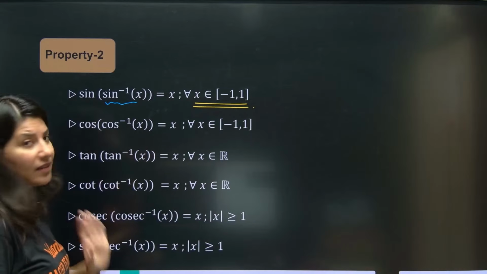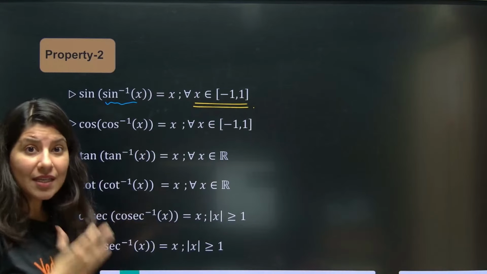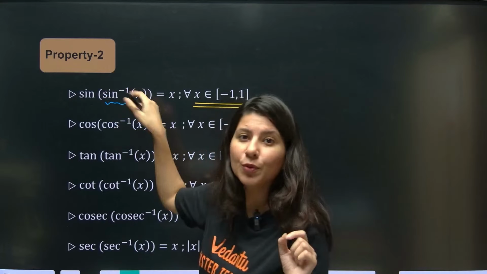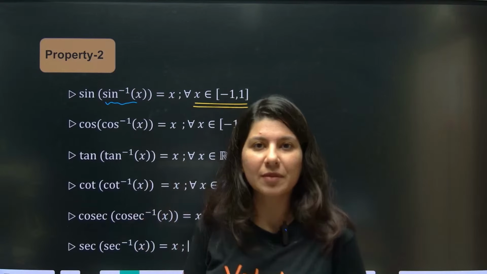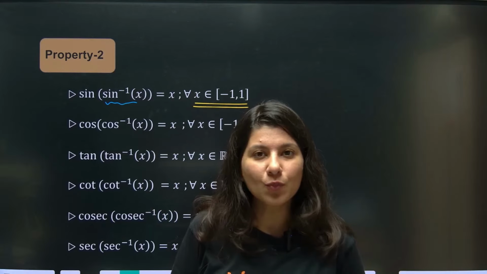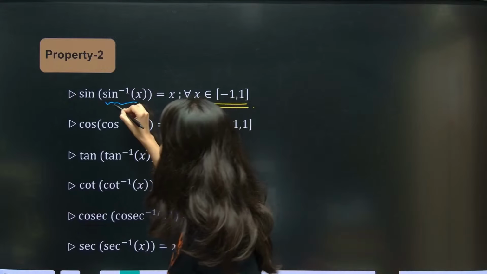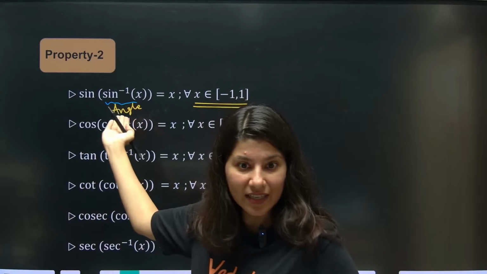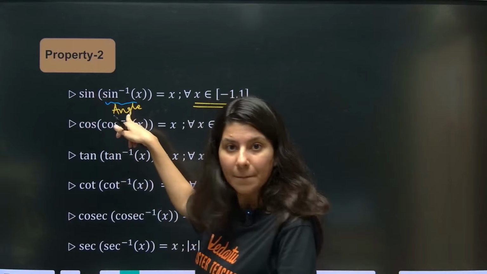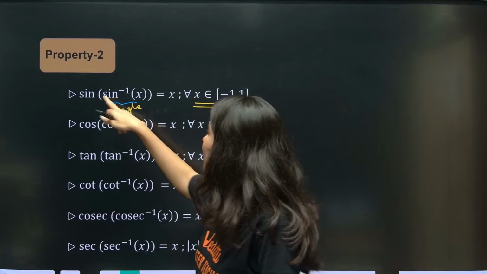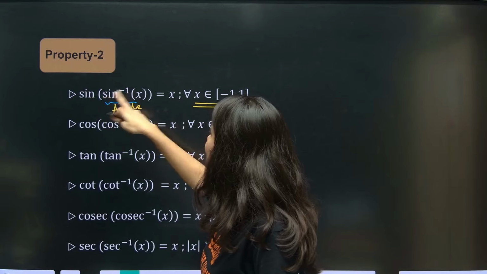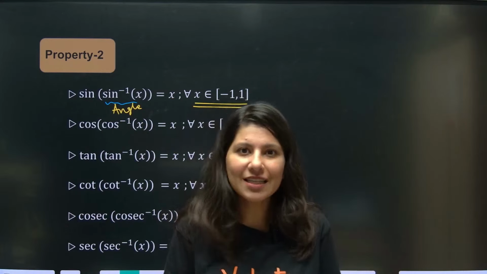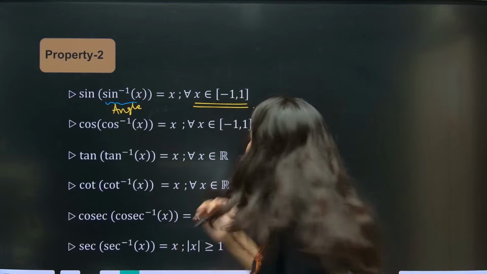Now understand, if domain is restricted, first of all, see sine inverse x, the output. If I talk about the output, sine inverse x output is an angle. So this will become an angle, and sine of angle, so this is sine theta, right? So sine theta is what? The range of sine theta is -1 to 1 only. So output is also -1 to 1.